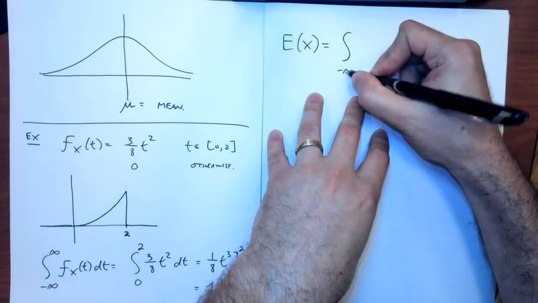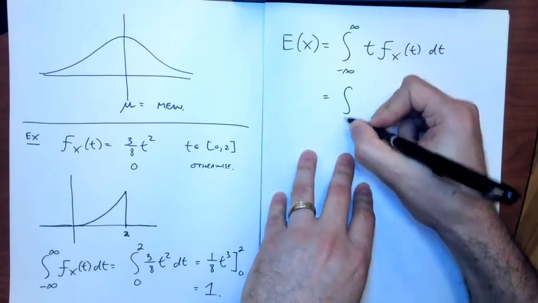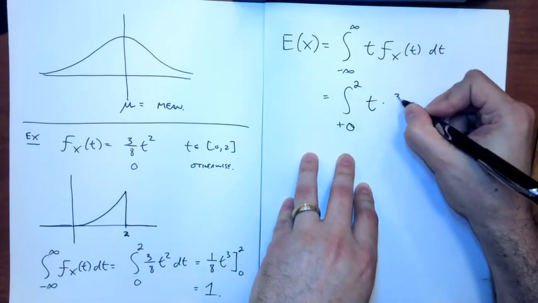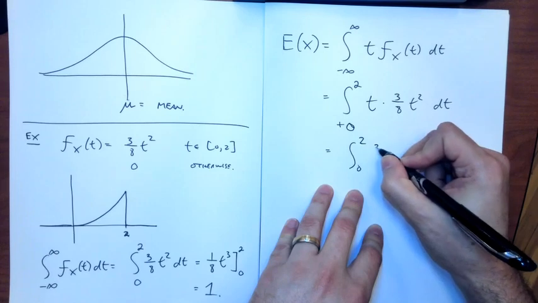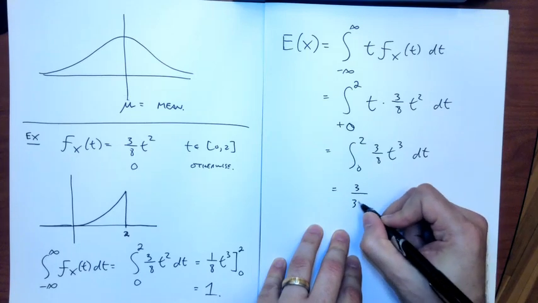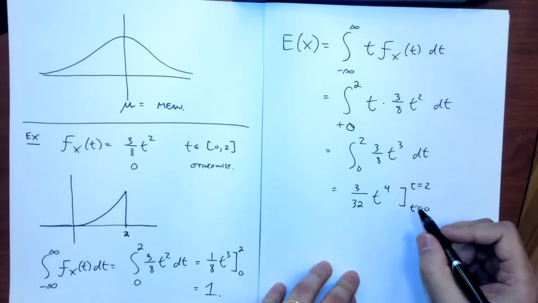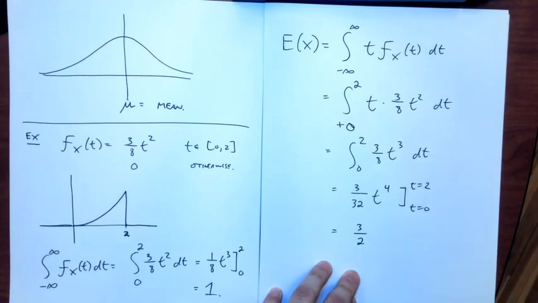Now I'm going to do this integral, minus infinity to infinity, t times the PDF, which would be, between 0 and 2, t times 3/8 t squared dt. So I got this integral, 3/8 t cubed, so now I'm going to have 3/32 t to the 4th at t equals 2 and t equals 0. So 2 to the 4th is 16, so I'm going to get the cancellation with the 32. So I'm getting 3/2, right? And that tells me that the mean is somewhere over here.